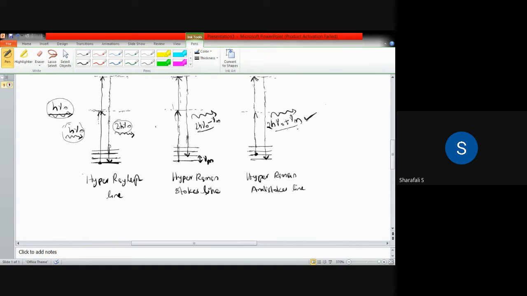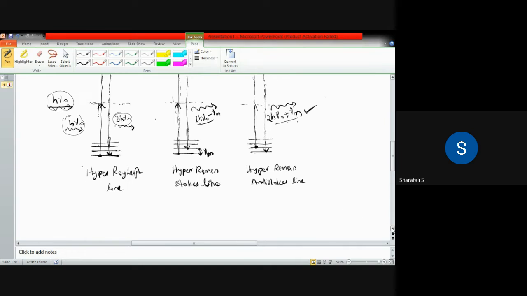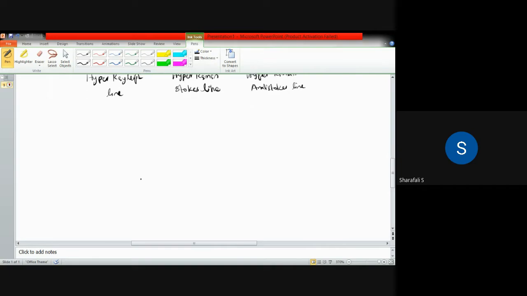Now there is another method, another important nonlinear Raman effect, which is stimulated Raman scattering, SRS. In this case also we need a very high intensity pulse.